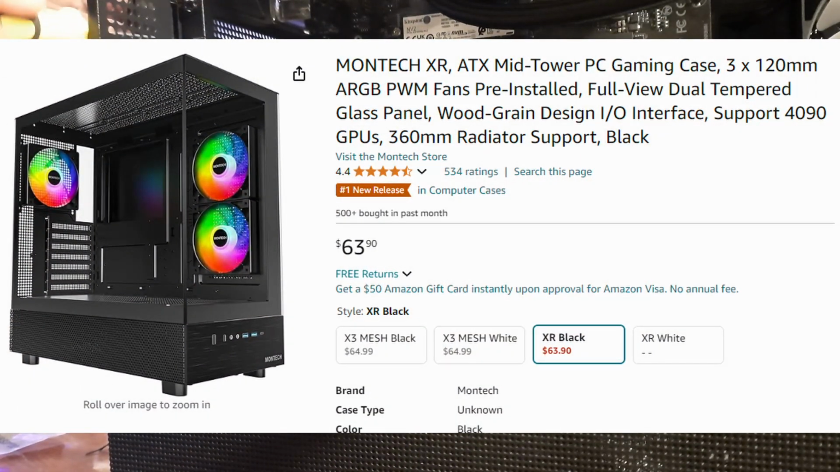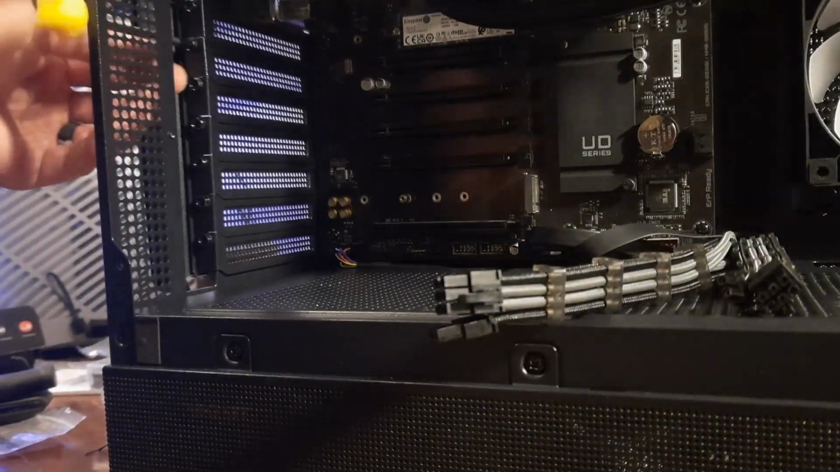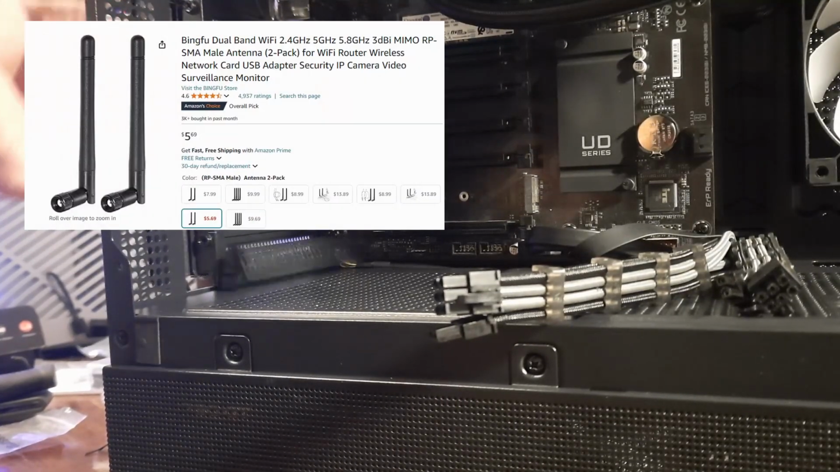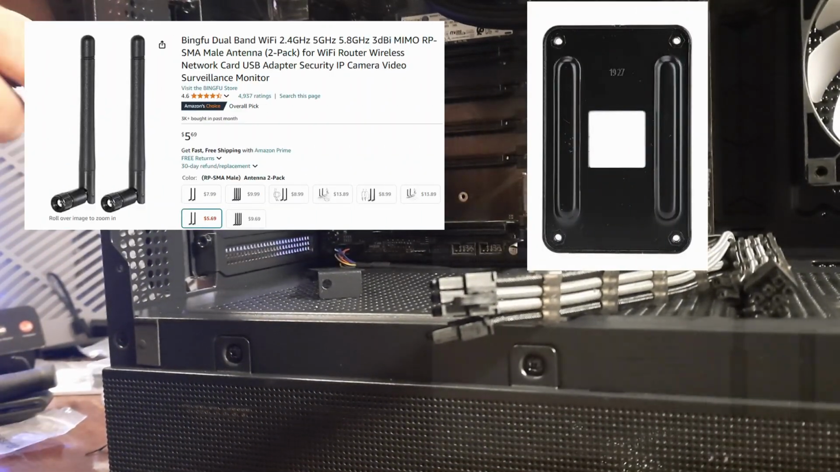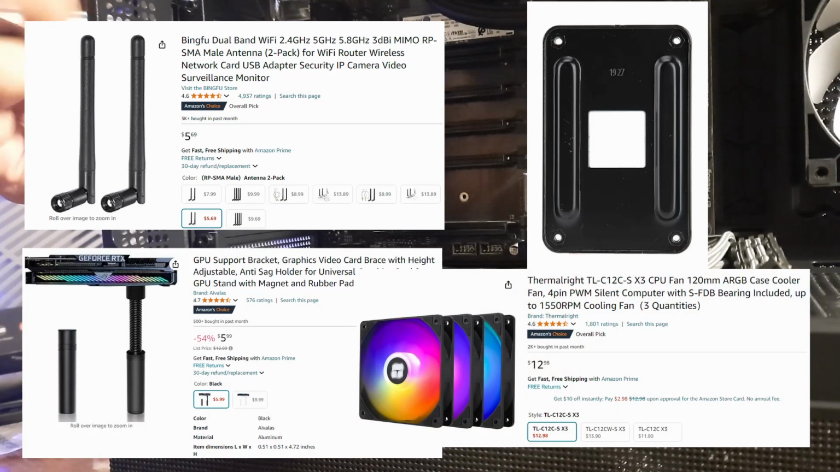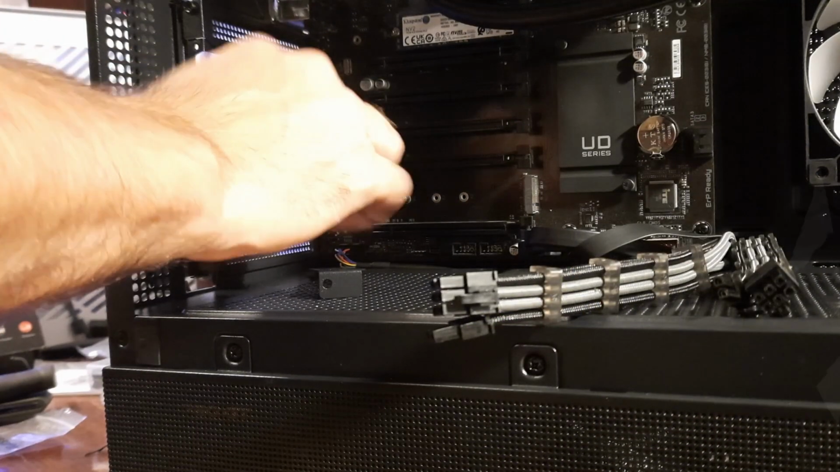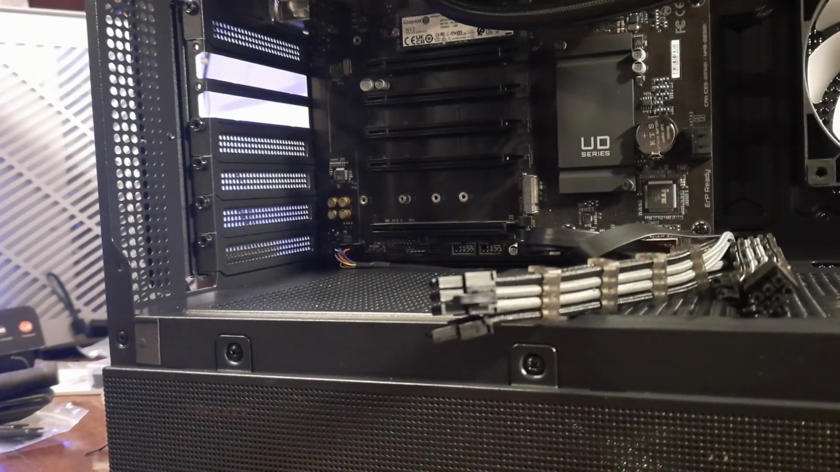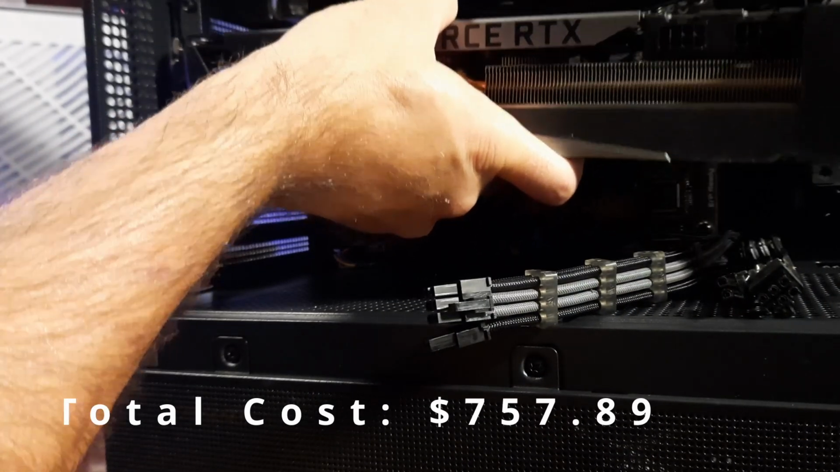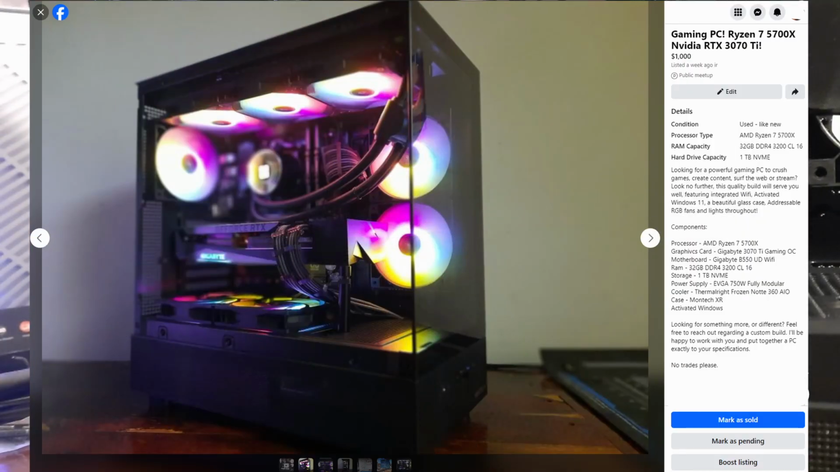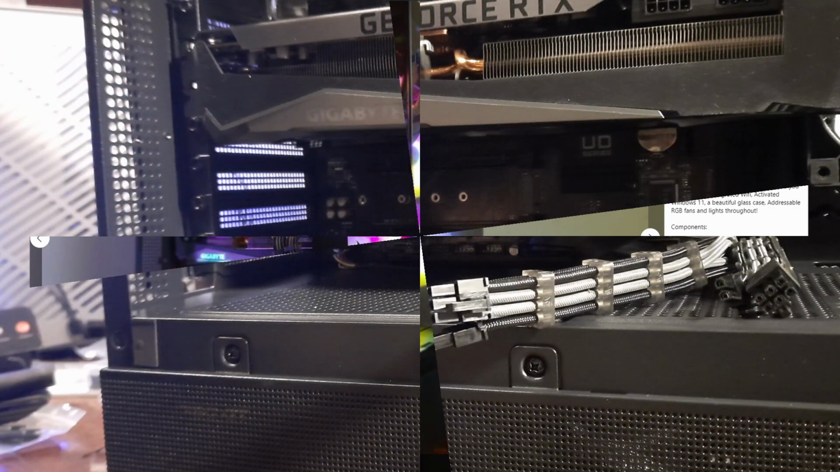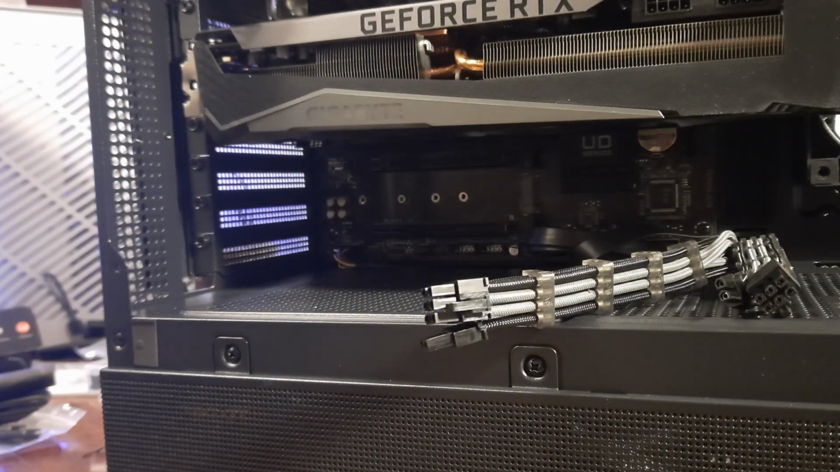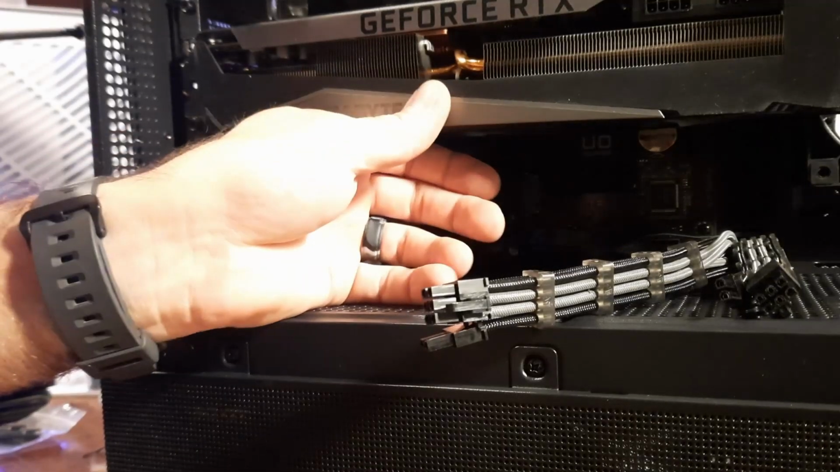Cable extensions were $20.99. And then there were a couple of support items I had to get: Wi-Fi antennas, an AM4 backplate, the GPU support, and these two RGB fans here at the bottom of the case. They're Thermalright fans, about $10 each. All that stuff I got on Amazon. The total cost of this build for just the parts is $757.89. I've got it listed for sale on my local marketplace for $1,000. I would probably take $925. That would give me about $170 profit-ish in there somewhere.